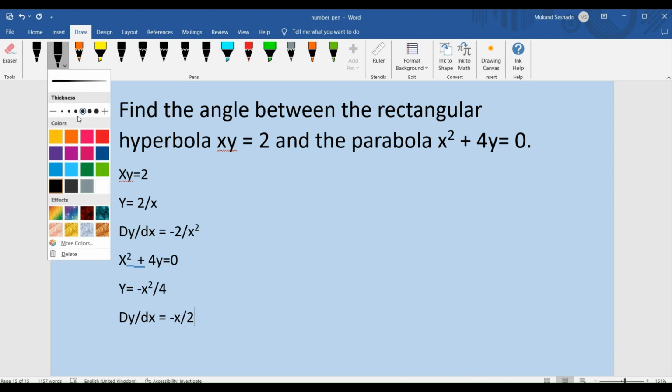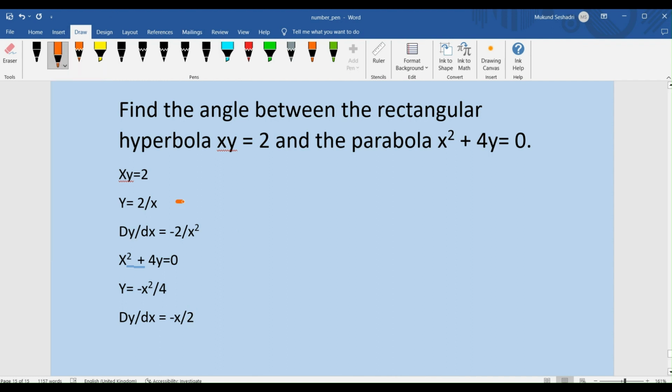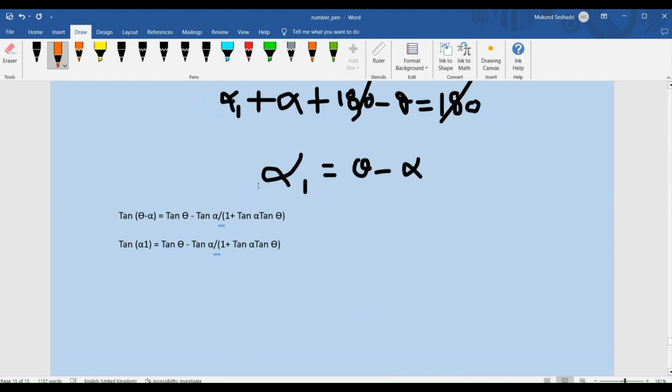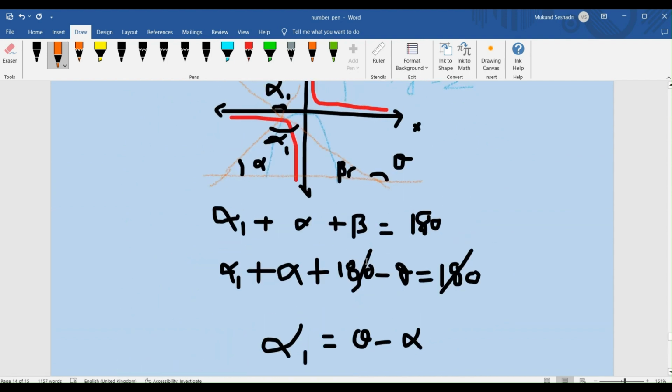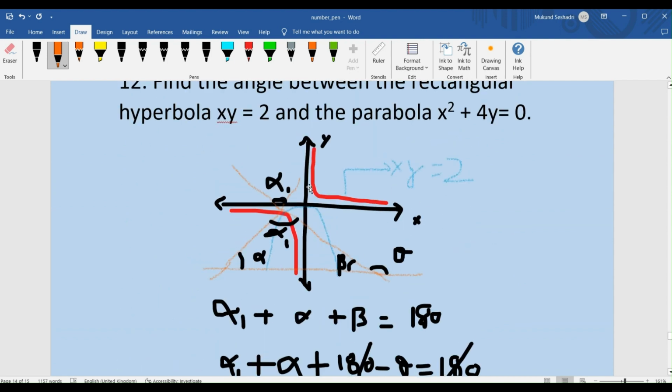So let me take a minute to explain what we did here. We have one equation, xy equals 2, and we arrived at dy by dx of this equation, right? And then we have the second equation, x squared plus 4y equals 0, and we arrived at dy by dx of that equation equals minus x by 2, which is nothing but, drawing your attention to the previous diagram, your tan alpha and tan theta, right?